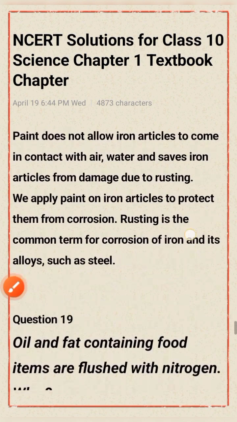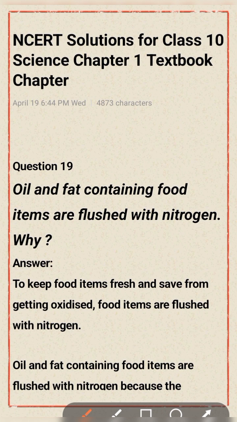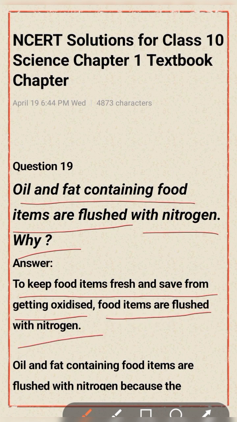Okay. Next question, question number 19. Oil and fat containing food items are flushed with nitrogen. Why? To keep food items fresh and safe from getting oxidized. Food items are flushed with nitrogen.